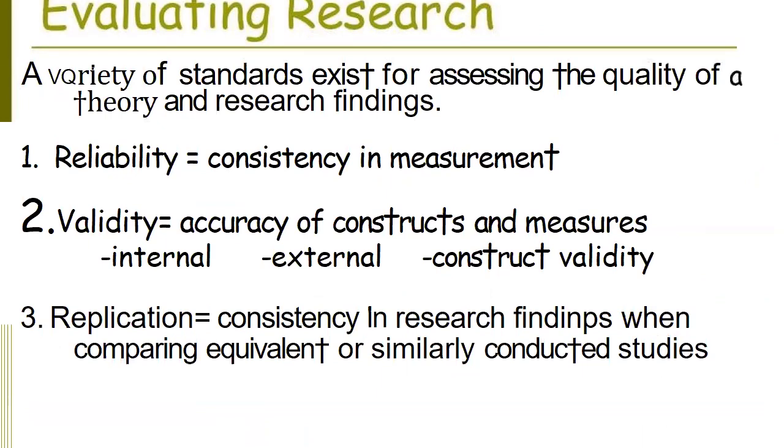I've already explained all the things, right? So next, evaluation of research. A variety of standards exist for assessing the quality of theory and research findings. And one part is reliability and another part is validity. So reliability means what? Reliability means the same observation in multiple measurements. A test is said to be reliable only if it is producing the same result on multiple measurements.